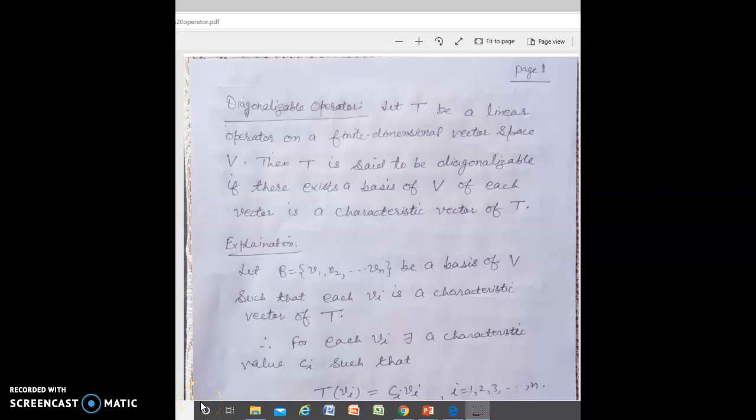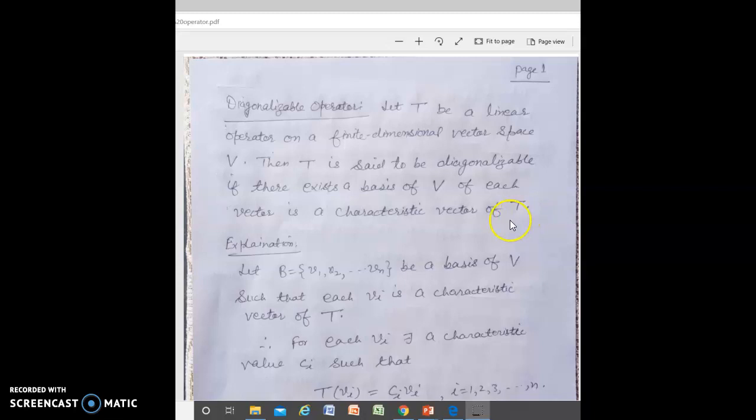Hello students, welcome to the second lecture on canonical forms, and in this lecture we'll discuss the diagonalizable operator. Let T be a linear operator on a finite dimensional vector space V, then T is said to be diagonalizable if there exists a basis of V of which each vector is a characteristic vector of T.